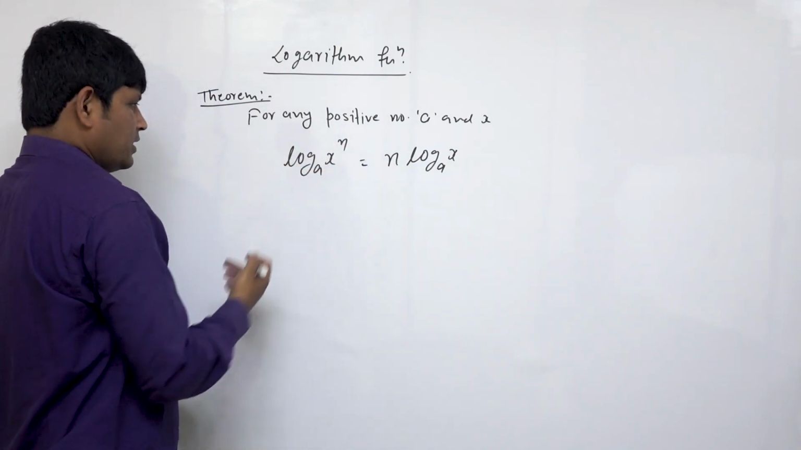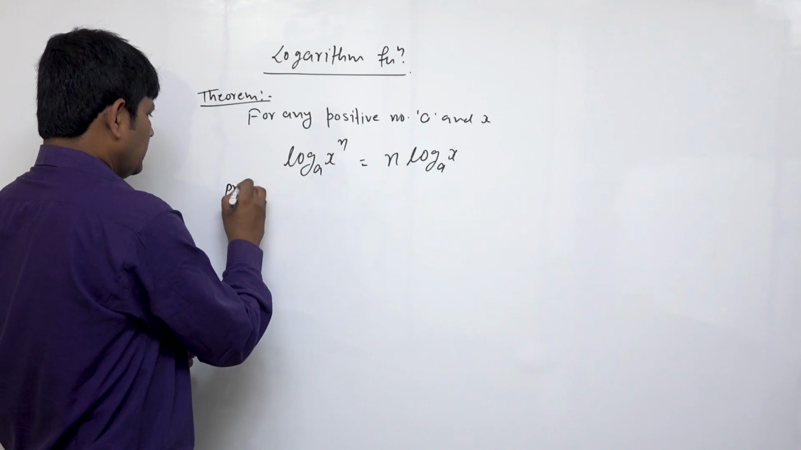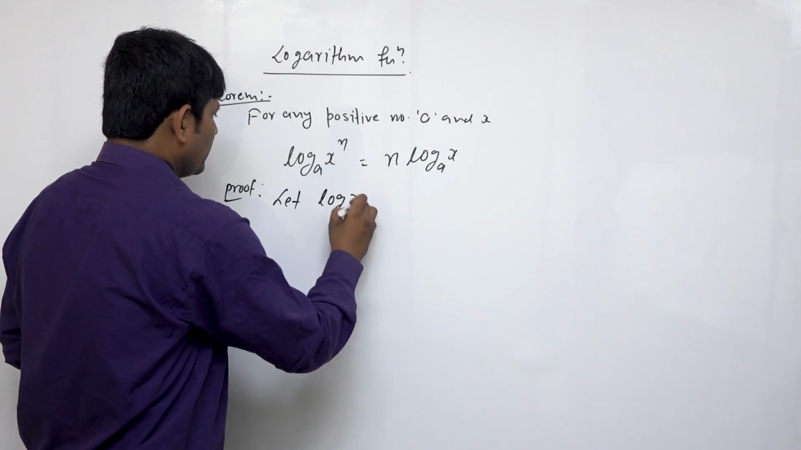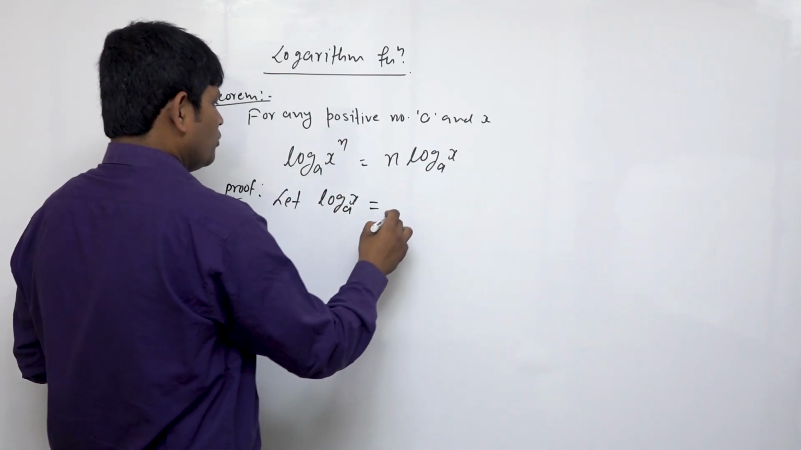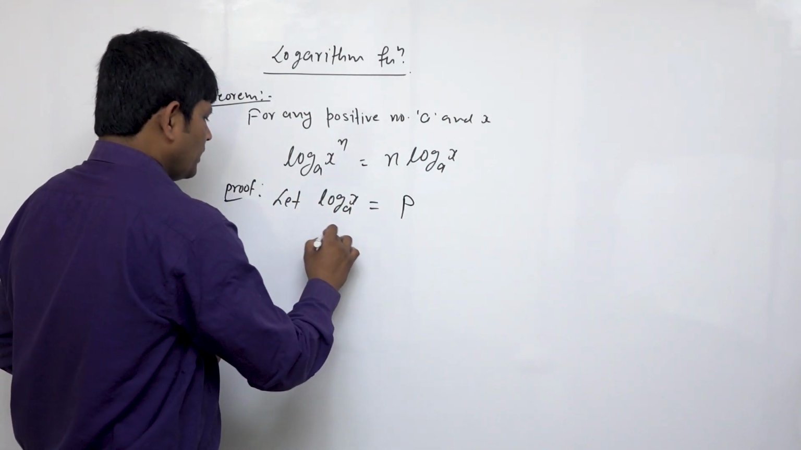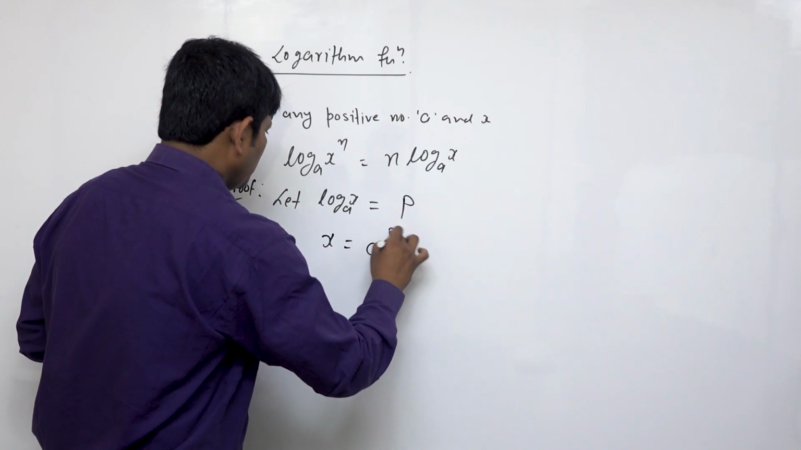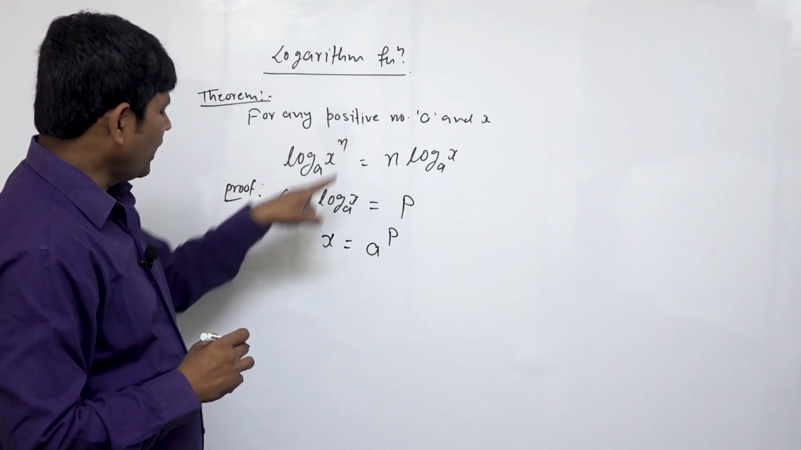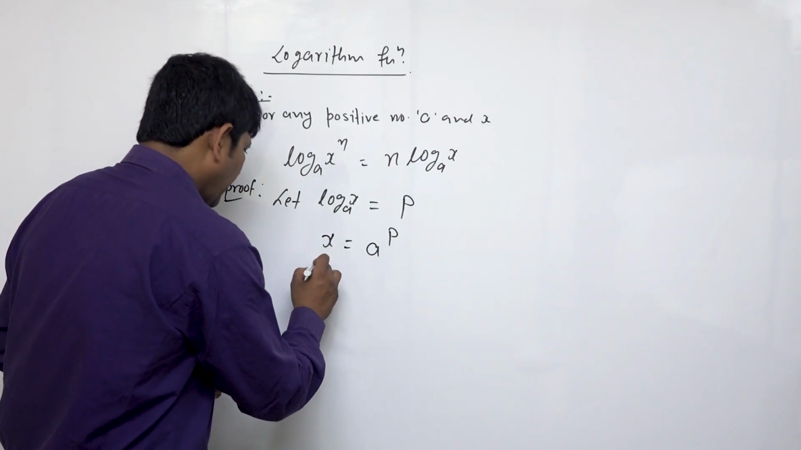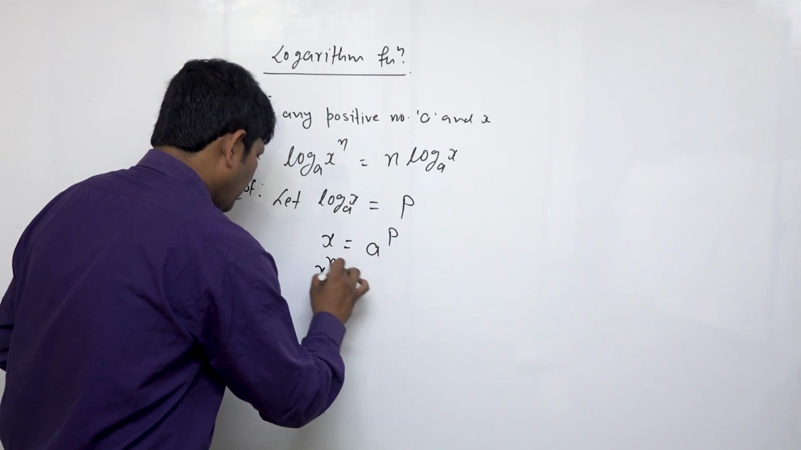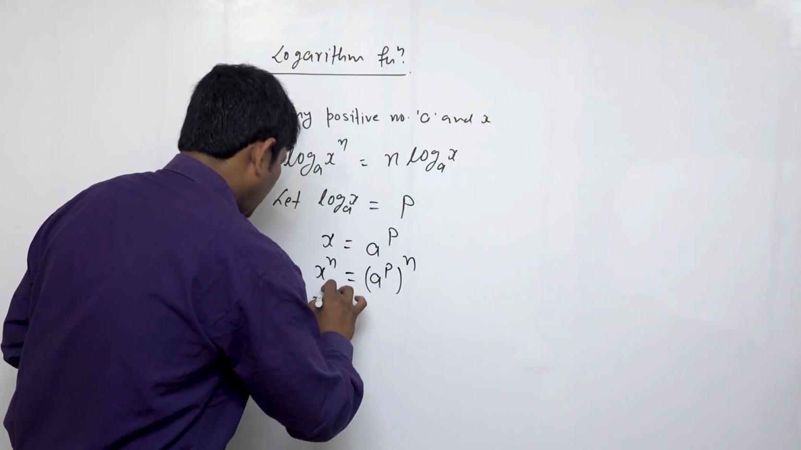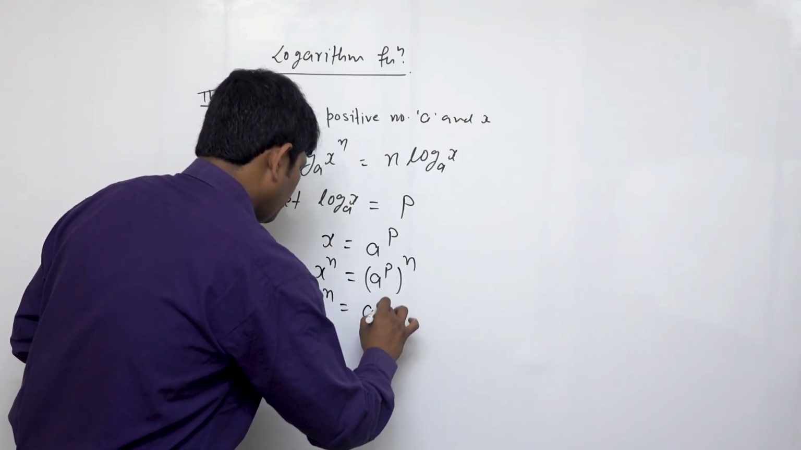Let's see how to prove it. Let log of x to the base a be equal to p. Now what is the value of x? x is equal to a to the power p. But here we have x to the power n. So what to do here? Taking power n on both sides, x to the power n is equal to a to the power p, to the power n. So x to the power n can be written as a to the power np.